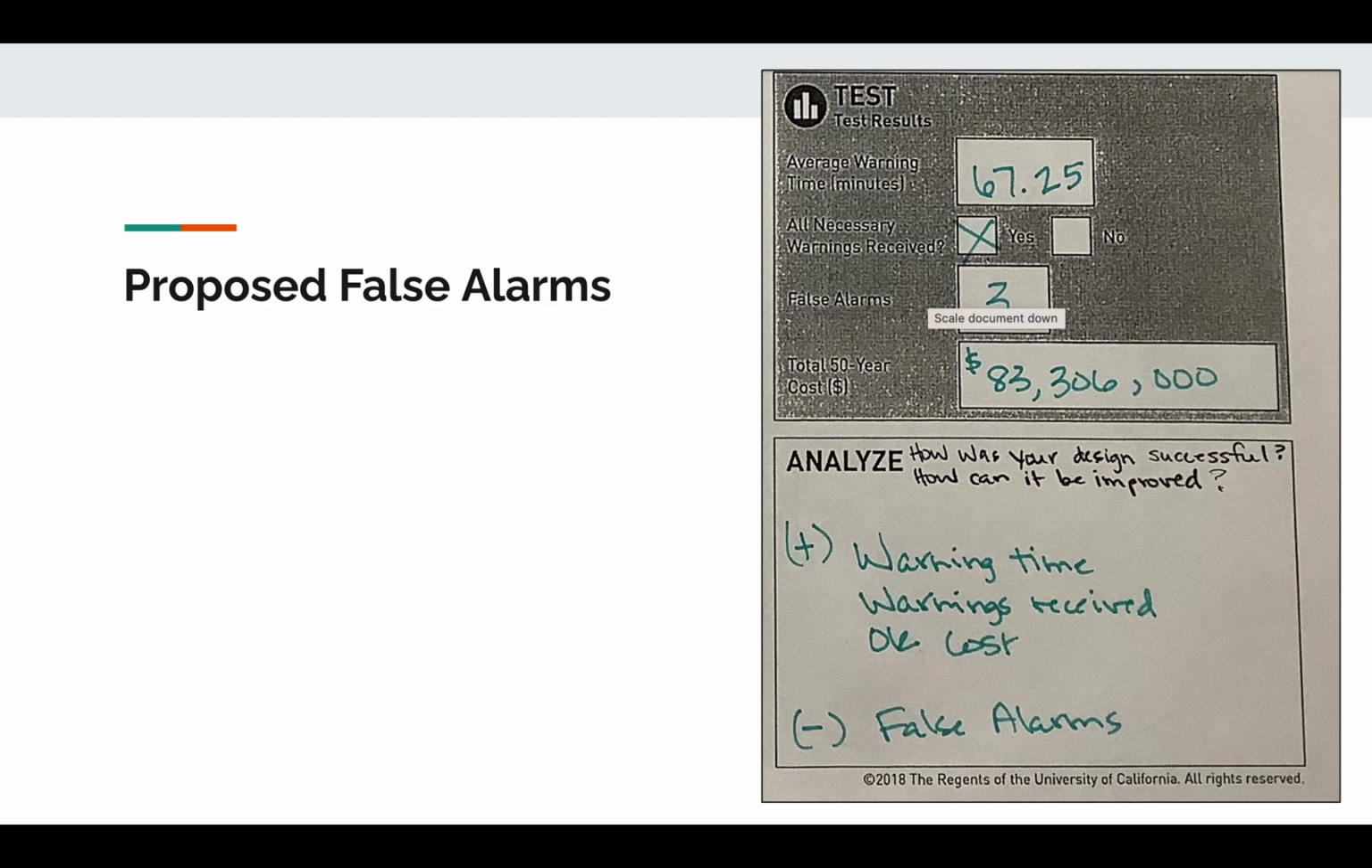After I received Hannah's feedback, I made a goal of 0 to 1 false alarms. I actually had 3 false alarms. I did have 1 test where I had only 1 false alarm, but again, the cost was way too high, and I was really committed to keeping my costs down, so I didn't use that design.